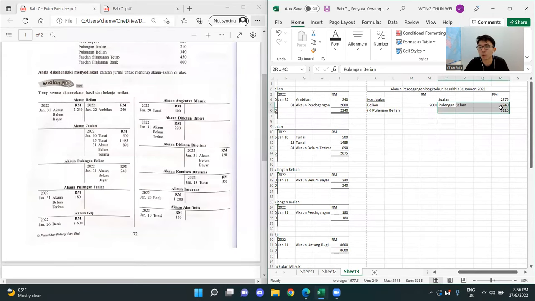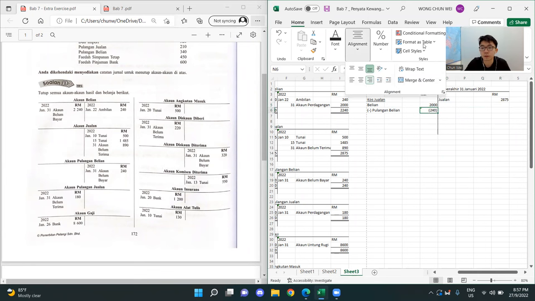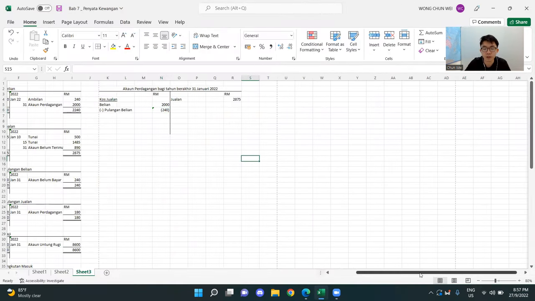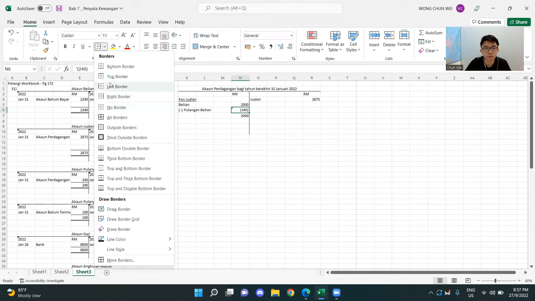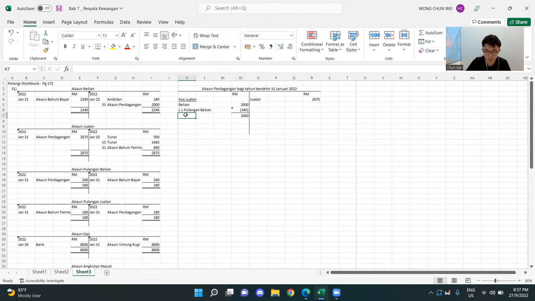Therefore, here, we put it to the other side, so it becomes a minus 240. That's how you get it. So there's no pulangan belian here, it shouldn't be here. You see? Alright, so then you minus, it becomes belian bersih. You see? Okay, now let's continue. After pulangan belian, you go to pulangan jualan.